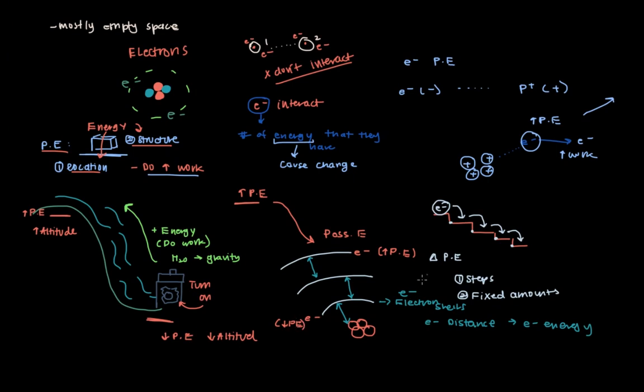And it could change the shell that it's in. So this one can jump here and then here, or vice versa. The other one can jump from here to there. But they have to absorb or lose energy. So let's say an electron here wanted to go here. It has to absorb energy to do so. If it absorbs energy, then it can move further away from the nucleus.